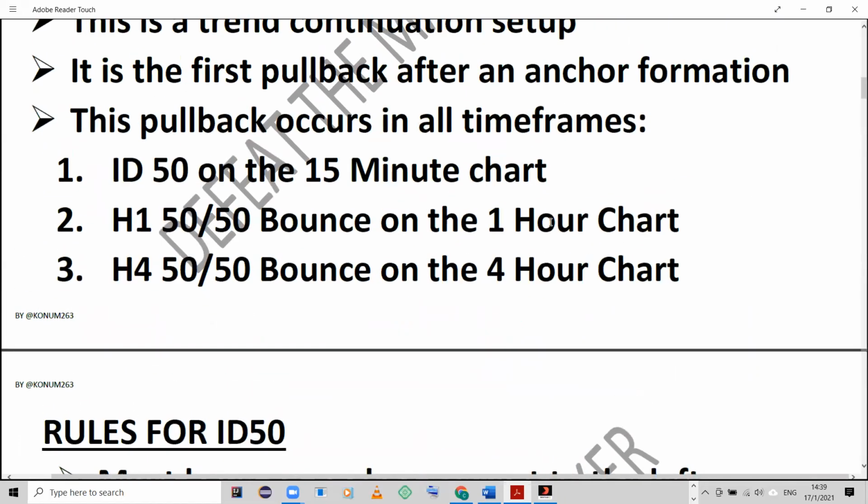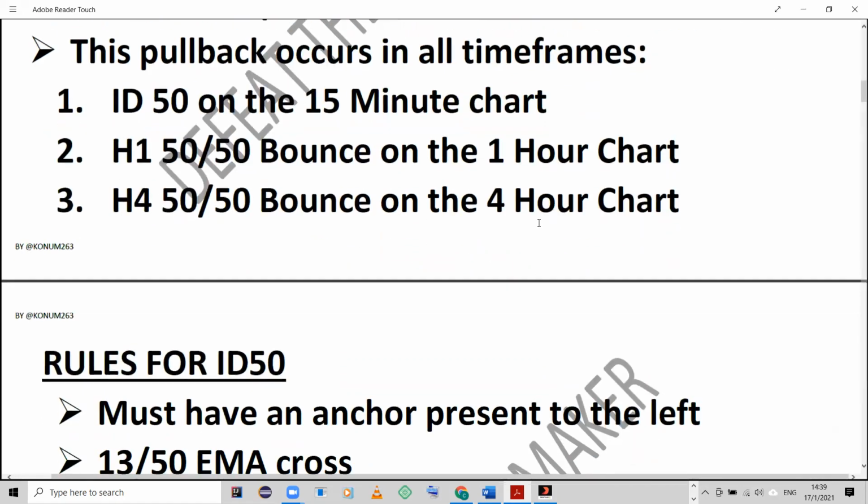So, what are the rules for the ID 50? It's simple to understand and very profitable. That's why I'm happy about it, because it's one of the secrets of making money. That's how I make money myself. So let's get into it: the rules for the ID 50.